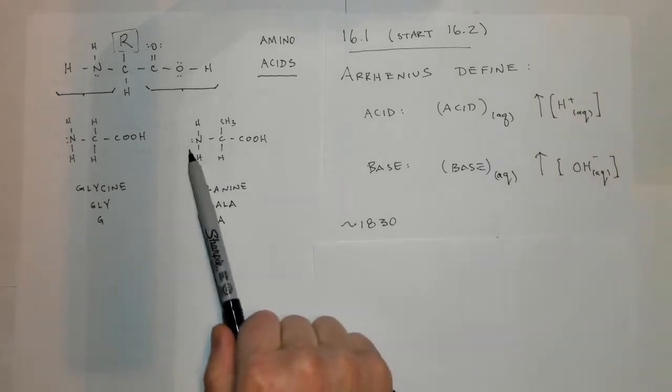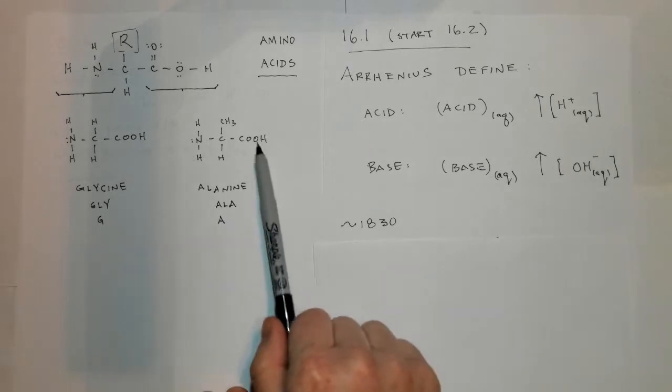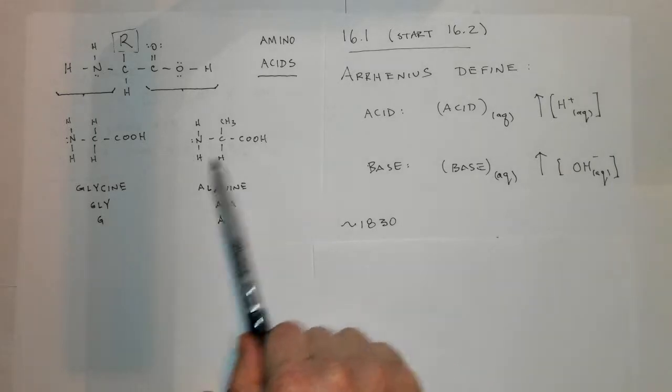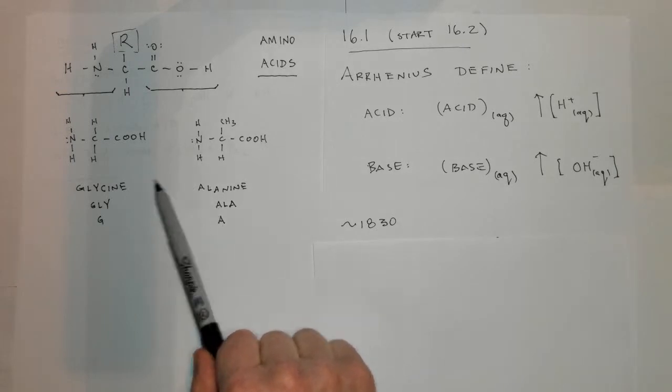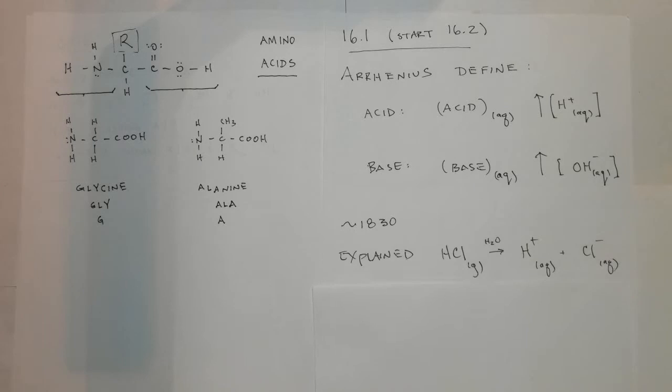These actually would do both at the same time. Hydrogen ions would come from here, and then these would take an H away from a water and therefore increase the hydroxide ion concentration. This explained why hydrochloric acid acted acidic, because when hydrogen chloride gas was dissolved in water, it would increase the H plus ion concentration, and therefore it was defined as an acid.